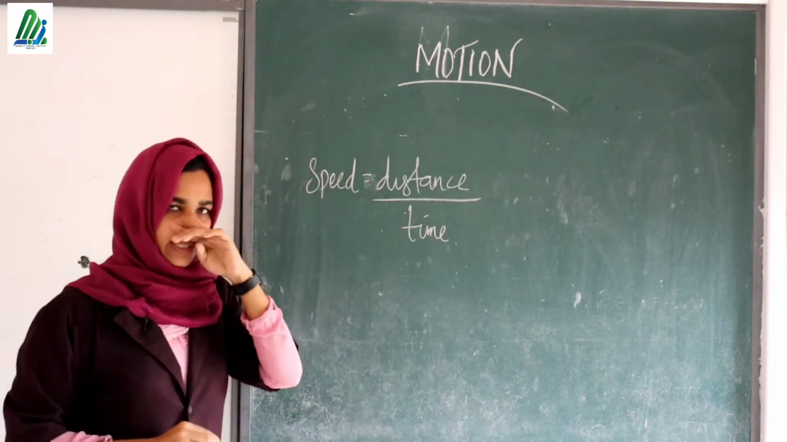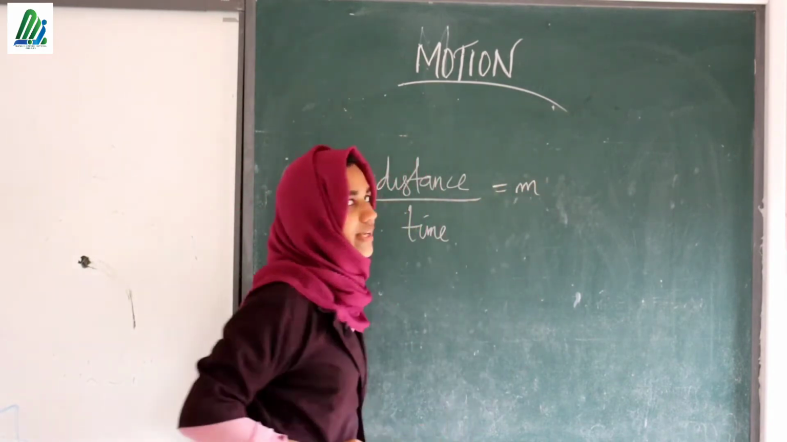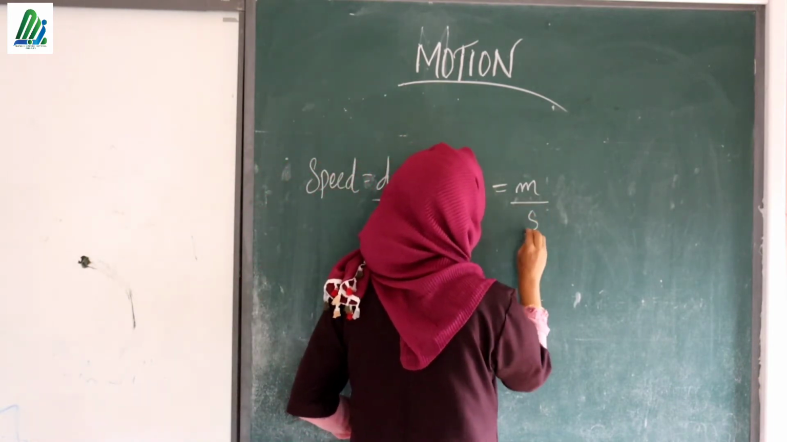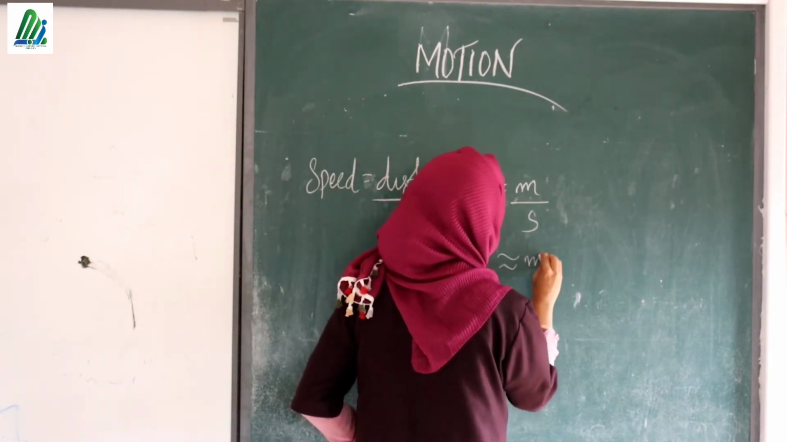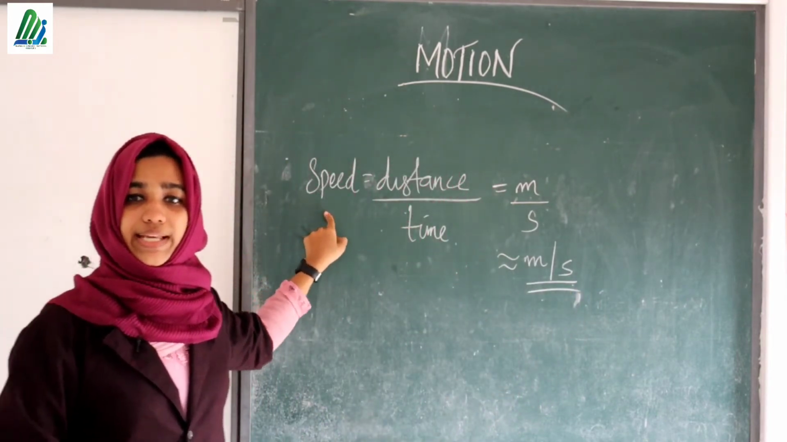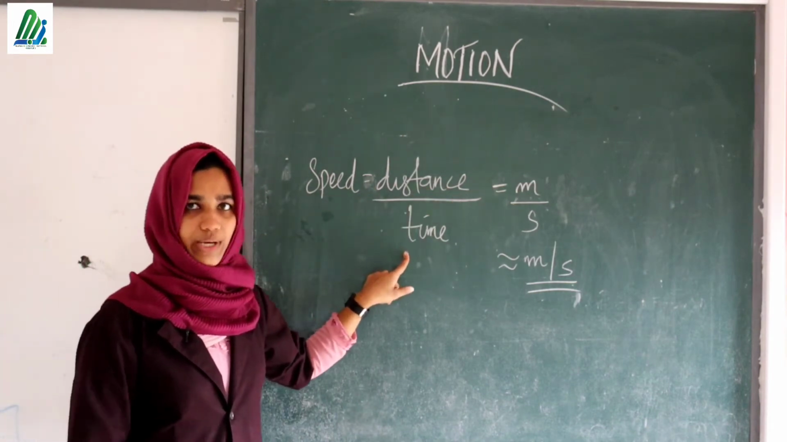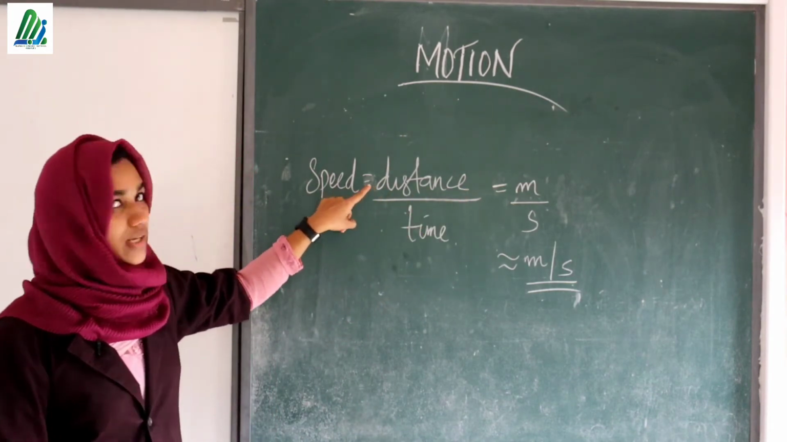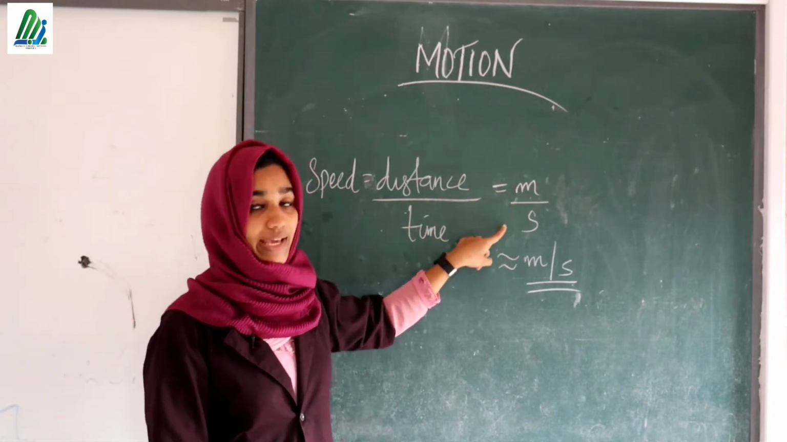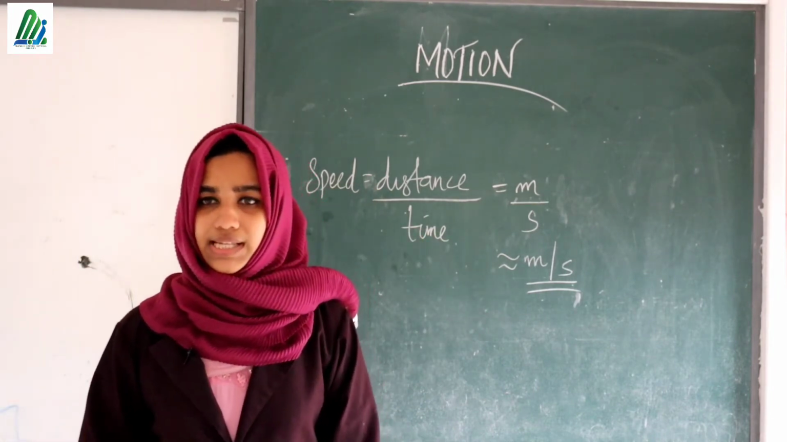What's the unit of distance? The unit of distance is meter. Then what's the unit of time? That is second. So we can write meter per second as the unit of speed. Speed is the distance travelled in unit time, speed is equal to distance by time, so the unit of speed is meter per second.